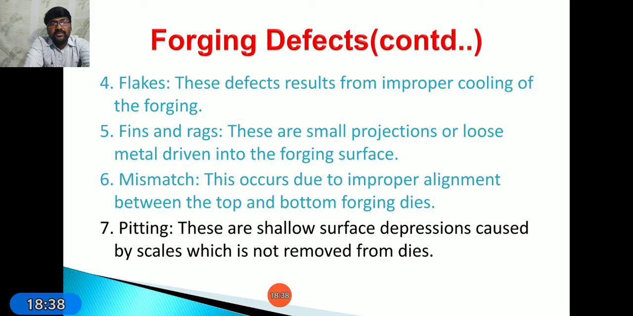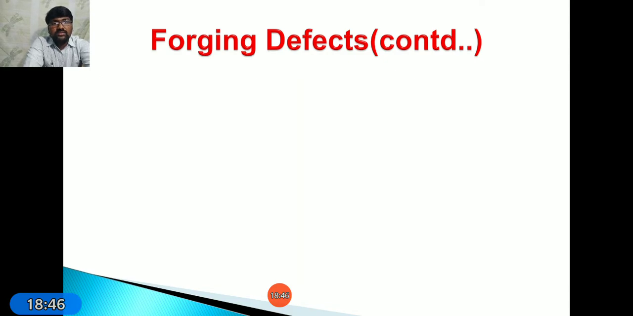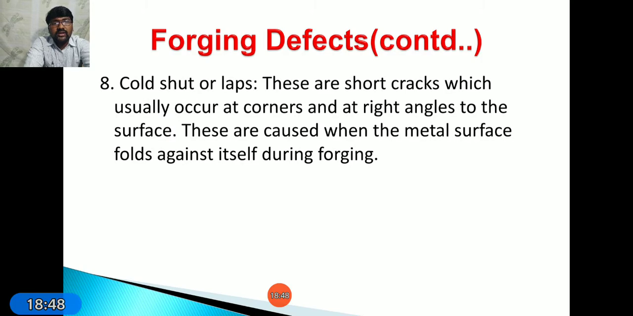Next, pitting. These are hollow surface depressions caused by scales which are not removed from dies. Next, cold shut or lap. These are short cracks which usually occur at corners and at right angles to the surface. These are caused when the metal surface folds against itself during the forging process.